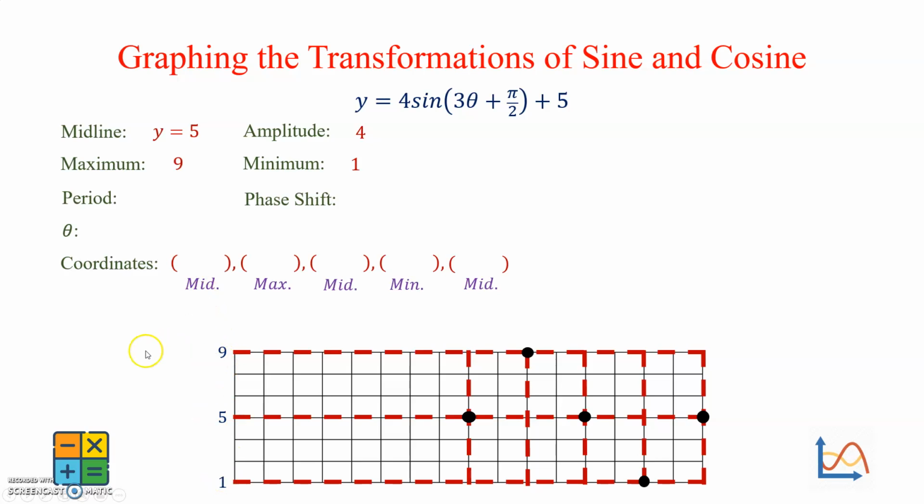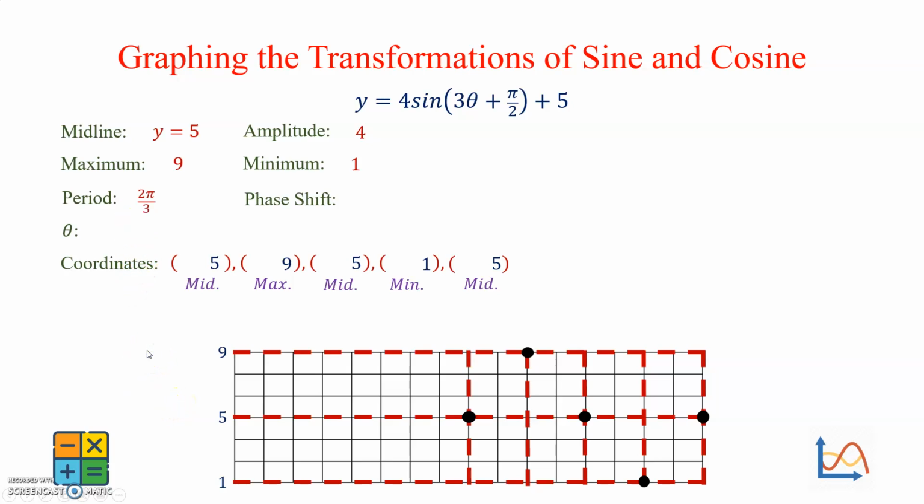The midline is 5. So 5 is my second coordinate, my y coordinate. Next point, maximum is 9. Next point, mid is 5. The min is 1. And the mid is back to 5. So in creating our coordinates, the midline, the max, and the min are actually the values for our y coordinates, or our vertical coordinates. So now we can continue where we left off.